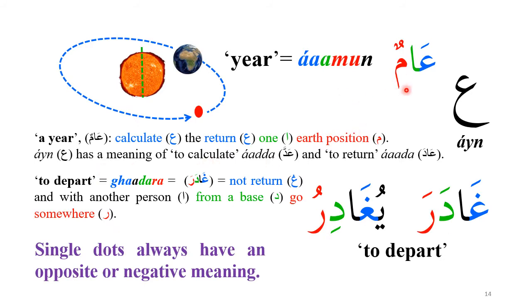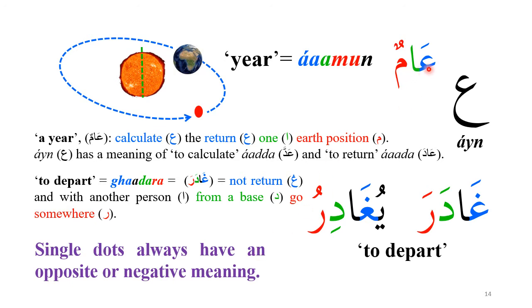We can see this ein meaning return. You see, amun means a year, so here the ein means return, one earth. So this is the definition of one year, that it returns to a place. Meem also means place, a place in one full year. Return of the earth. And notice this earth direction is anti-clockwise, just as the ein is written.